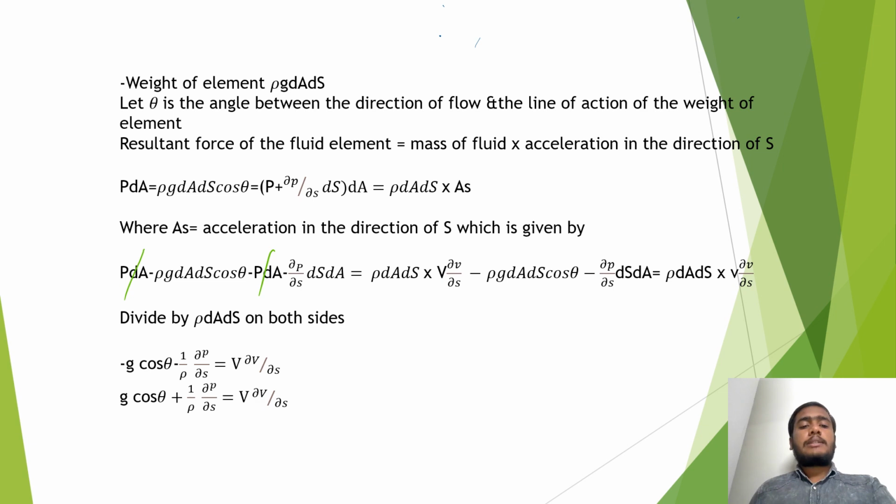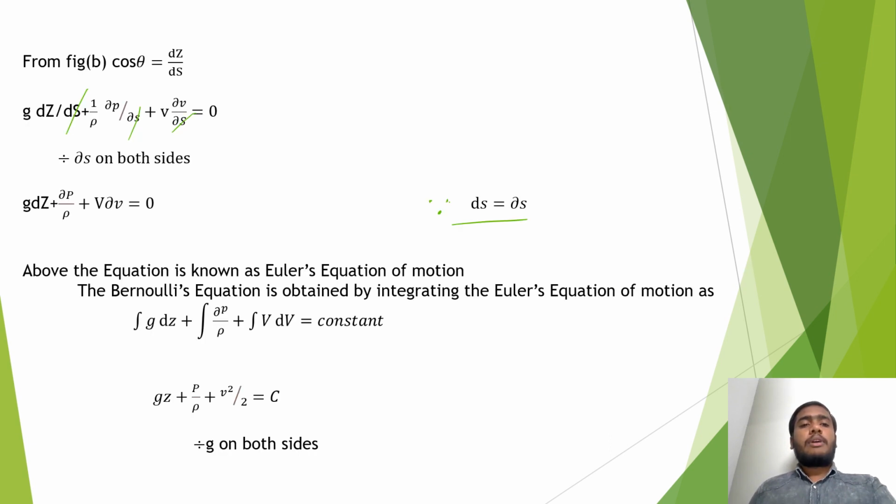We can also write it as g cos θ + (1/ρ) ∂P/∂S = −V ∂V/∂S. From figure B, cos θ = dz/ds. So g dz/ds + (1/ρ) ∂P/∂S + V ∂V/∂S = 0. Here ds and ∂S get cancelled because ds is also known as ∂S.